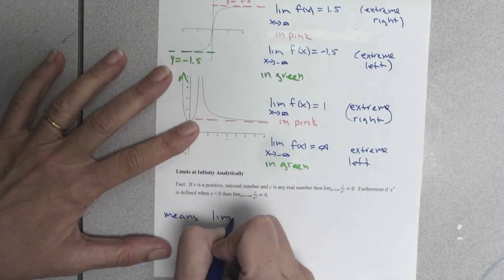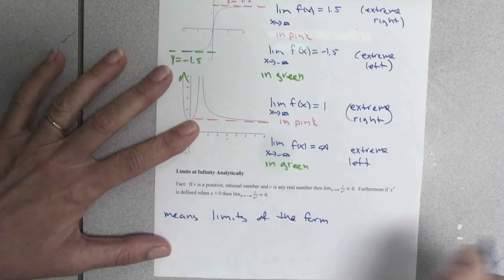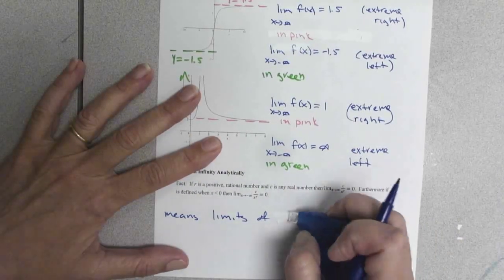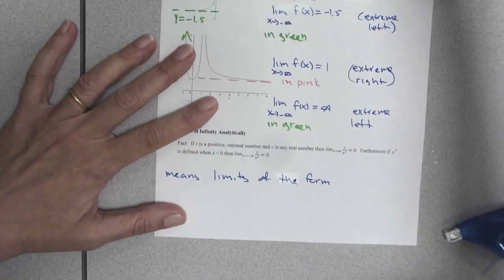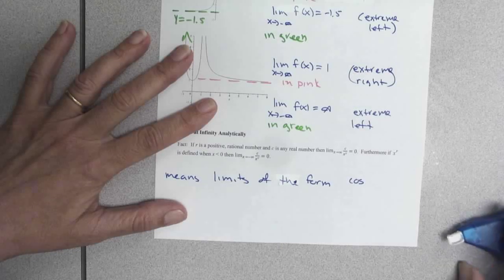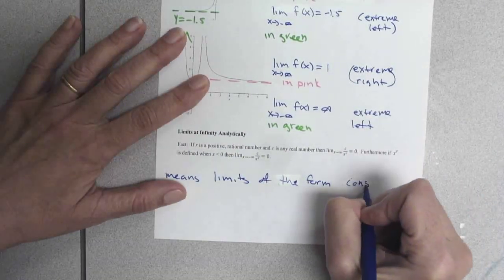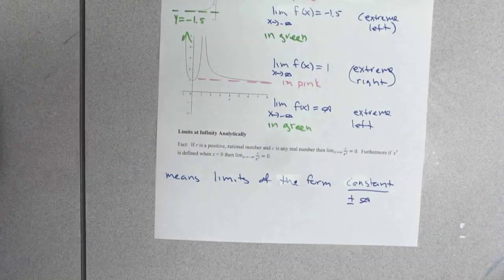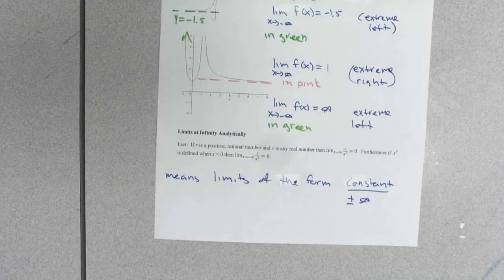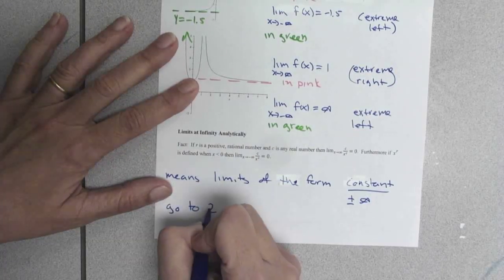is this: limits of the form constant over infinity, plus or minus infinity, raised to any sort of exponent. Constant over plus or minus infinity goes to 0.